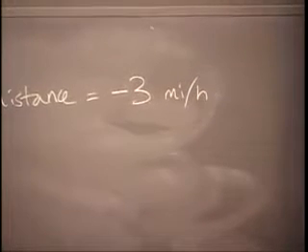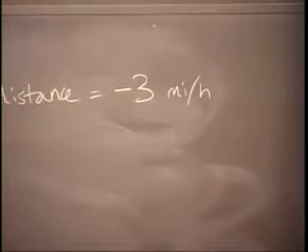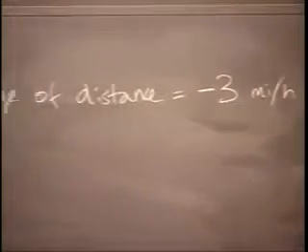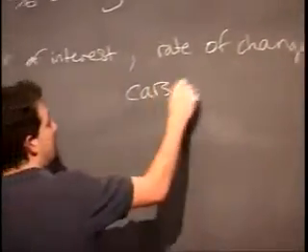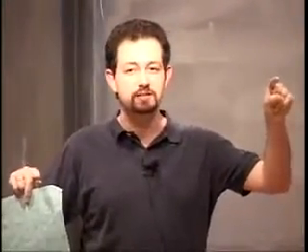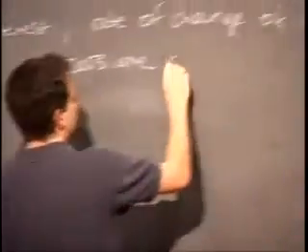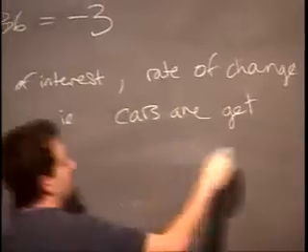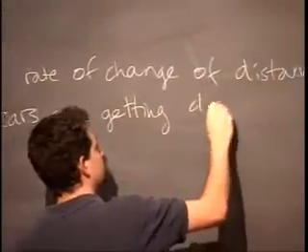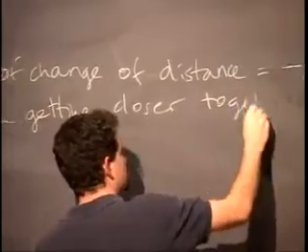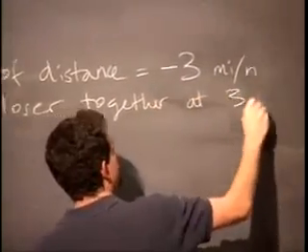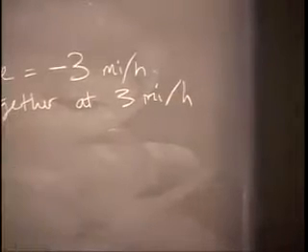Well, this is not a very satisfactory way of writing it. I mean, it's correct, but maybe we could say, first of all, are the cars getting closer together or getting further apart? C is the distance between them. Is it decreasing or increasing? It's decreasing because it's negative, so that means the cars are getting closer together at 3 miles per hour, which you could also write as mph.